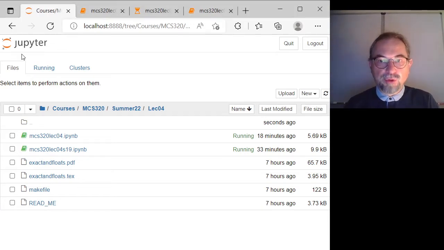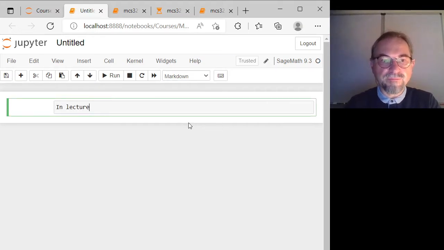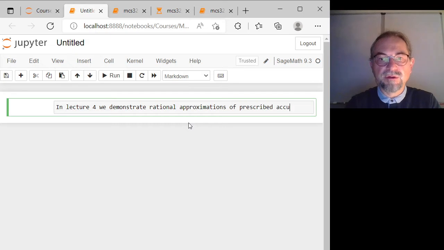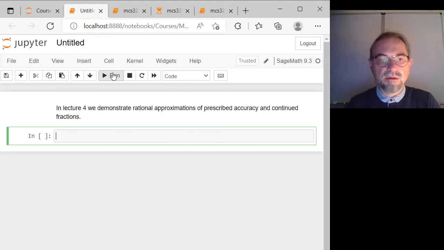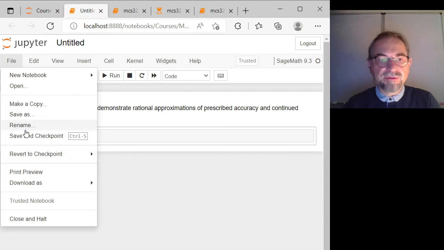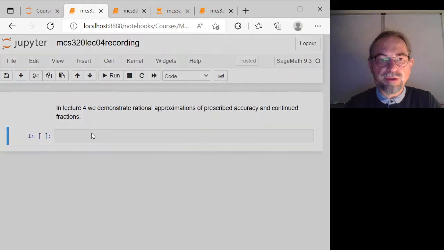So I have a notebook prepared, but let me demonstrate how to make it. So this is our Jupyter notebook for this lecture. So in lecture 4 we demonstrate rational approximations of prescribed accuracy and continued fractions. Again, before I continue, I should not forget to give this a proper name. So this is the course MCS 320, and I'm using this notebook during my pre-recording.